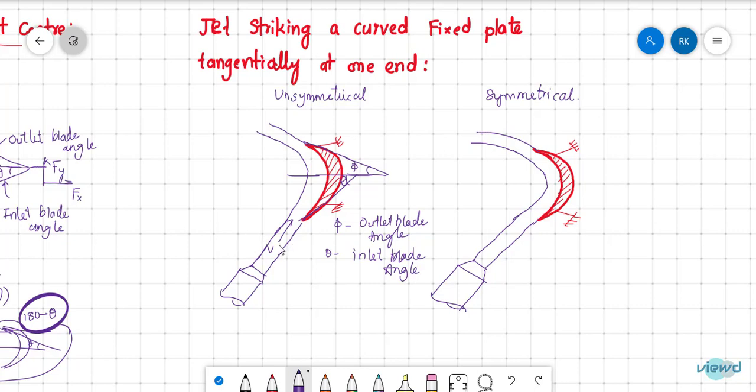If it is entering tangentially, so this will be theta and this will be V cos theta, and in vertical direction it is V sin theta. So if it is leaving in this way, this is V, this is phi, this is V cos phi, and this is V sin phi.